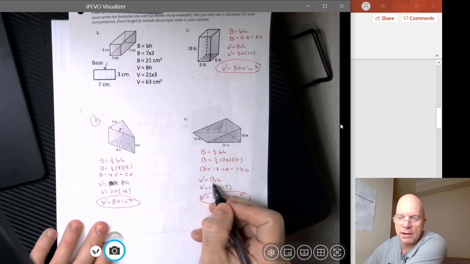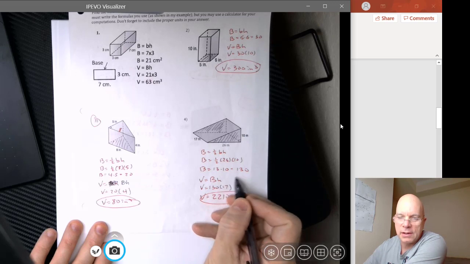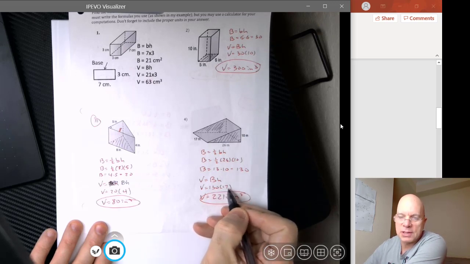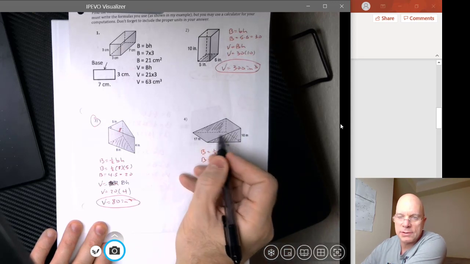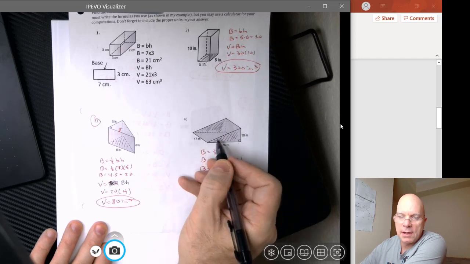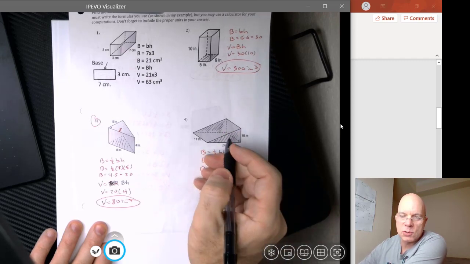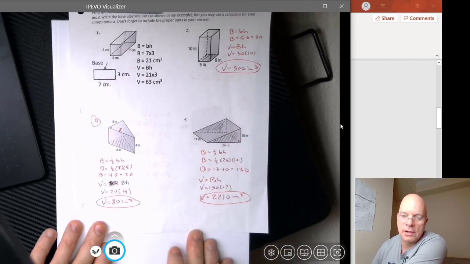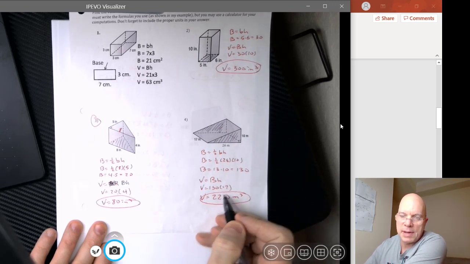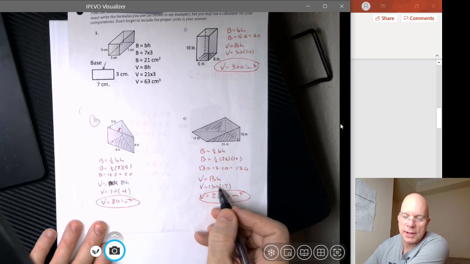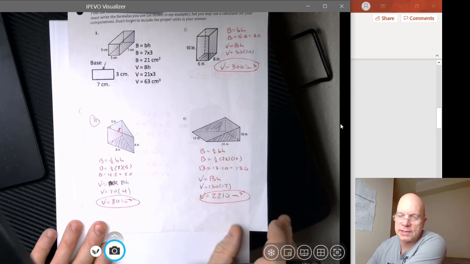Volume equals area of the base multiplied by the height. So the 130 that we calculated, multiplied by the height of the prism, which is 17 meters. How far apart are these triangles? They're 17 meters apart. If I stood it on its triangular base, wouldn't it be 17 meters tall? So that's the height of the prism. And so when you do 130 multiplied by 17, you were allowed to use a calculator as long as you wrote the equation and substituted the values. You get 2,210 meters cubed.